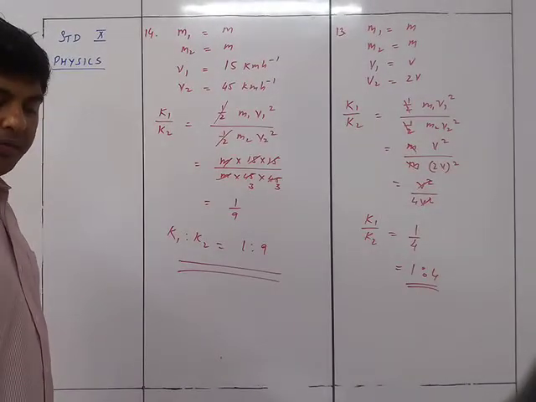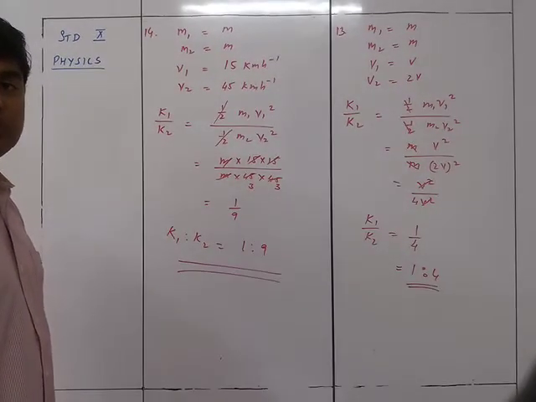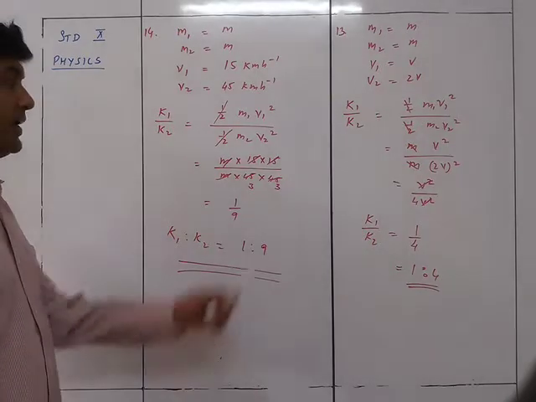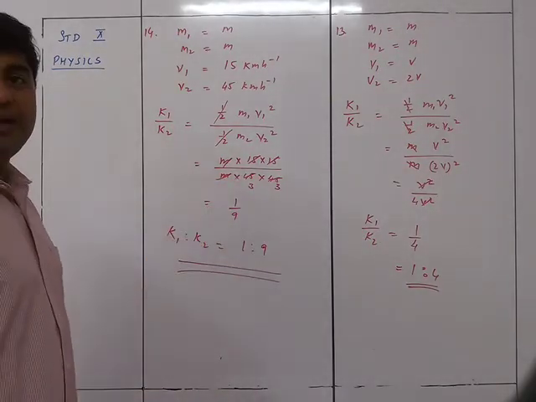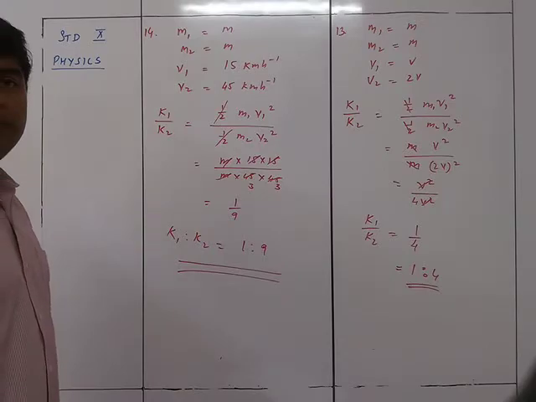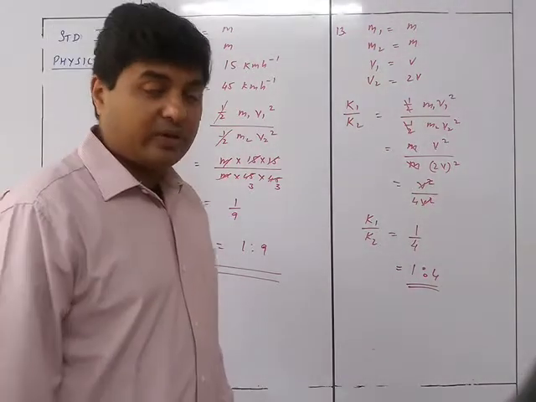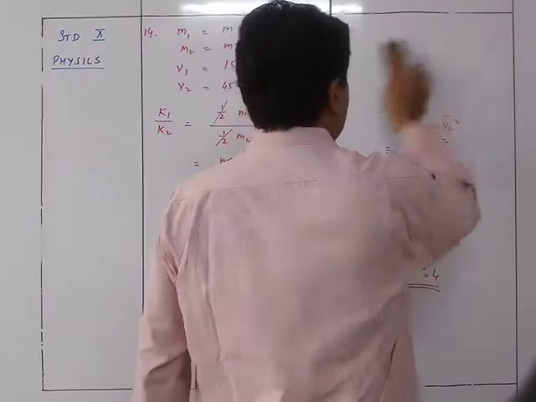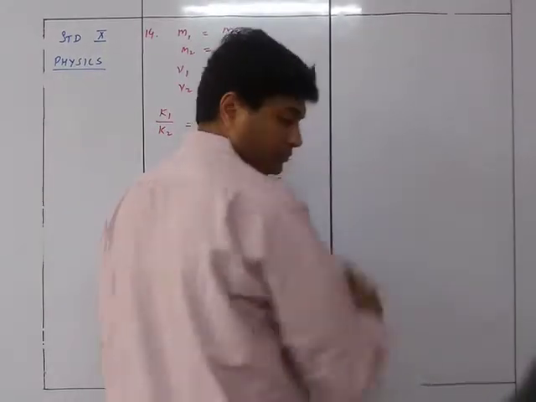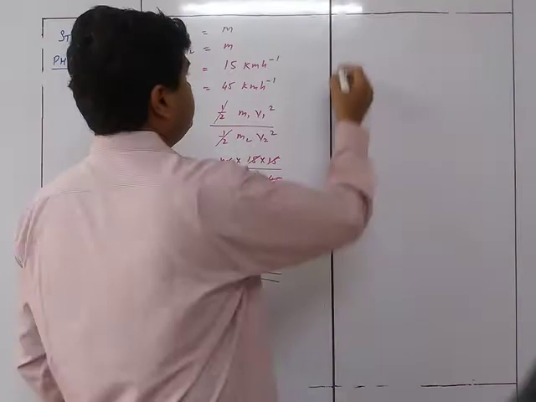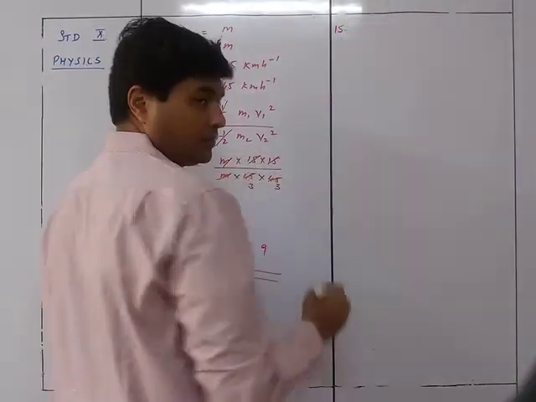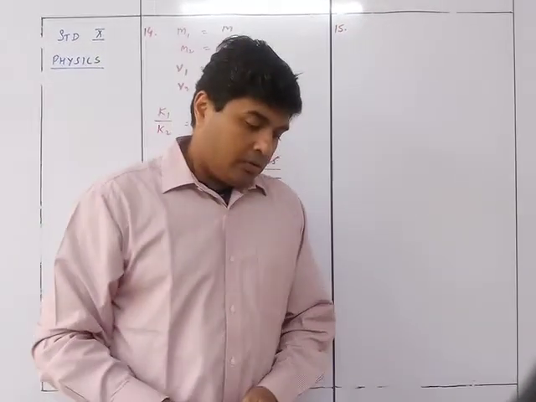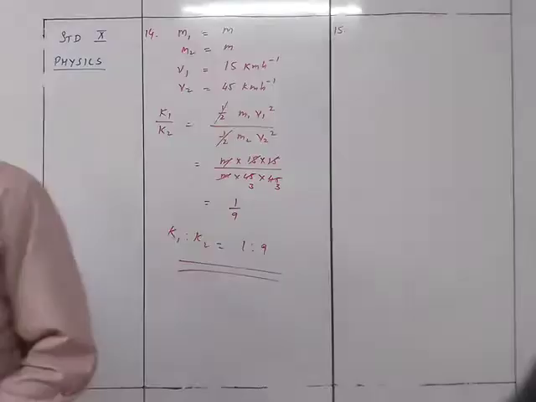So up till now, whatever sums were there were related to ratios. Because it was related to ratio, we had to just directly take the ratio without any problem. But now there will be questions related to actual calculation. So let's see sum number 15. Right, sum number 15. Clear.